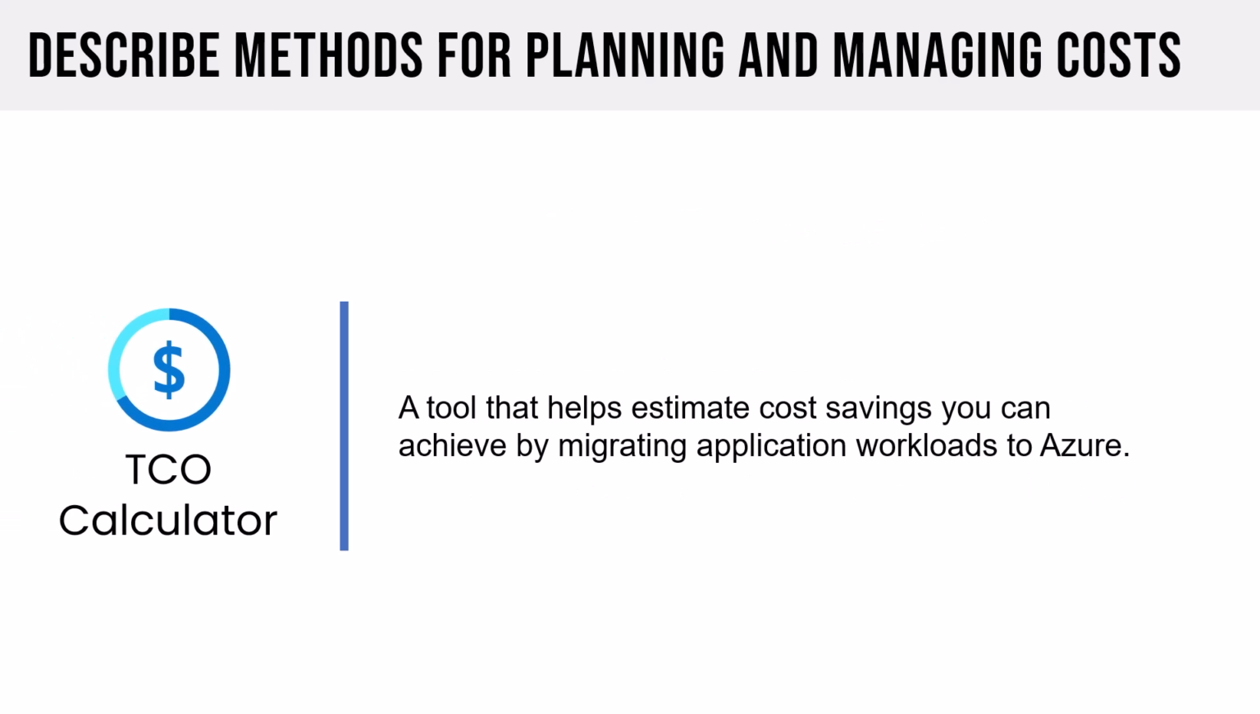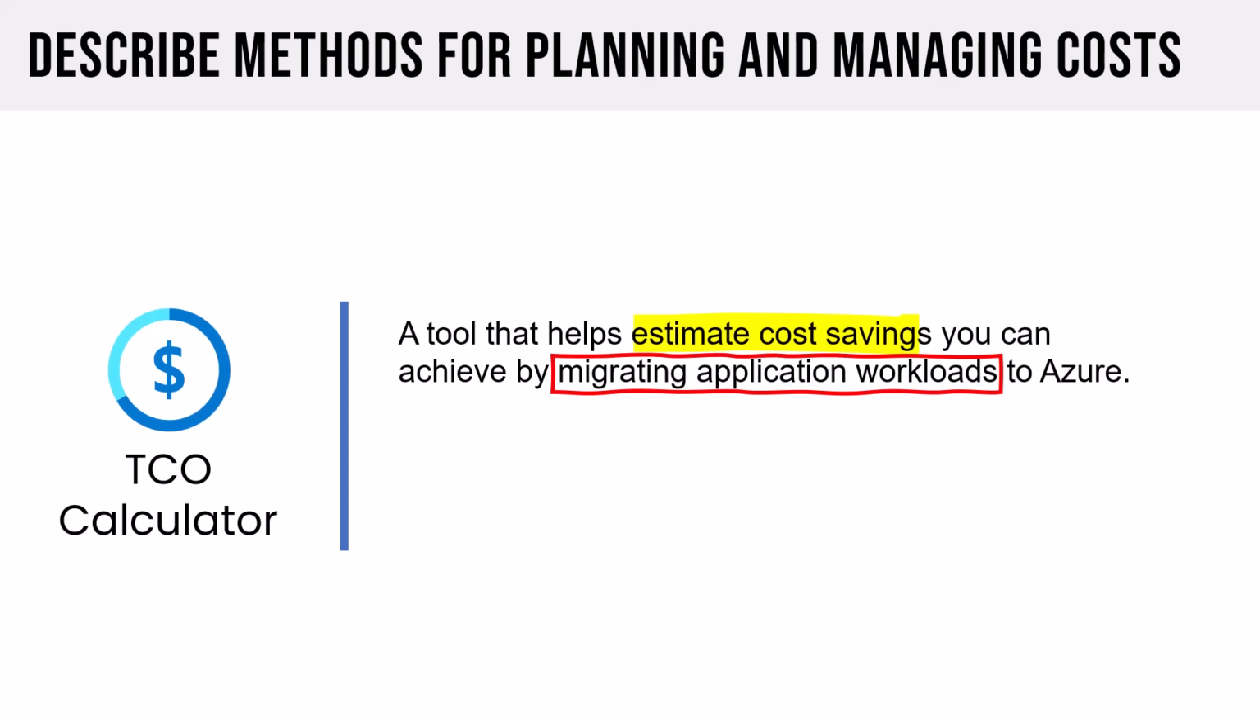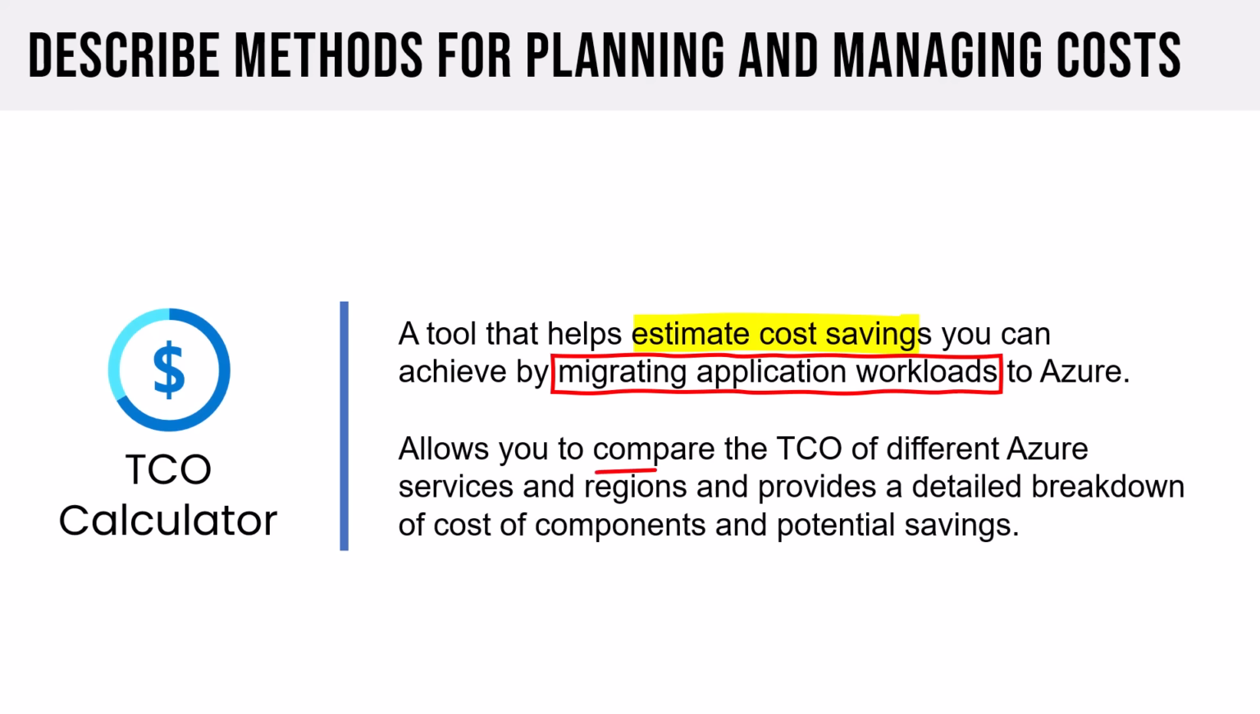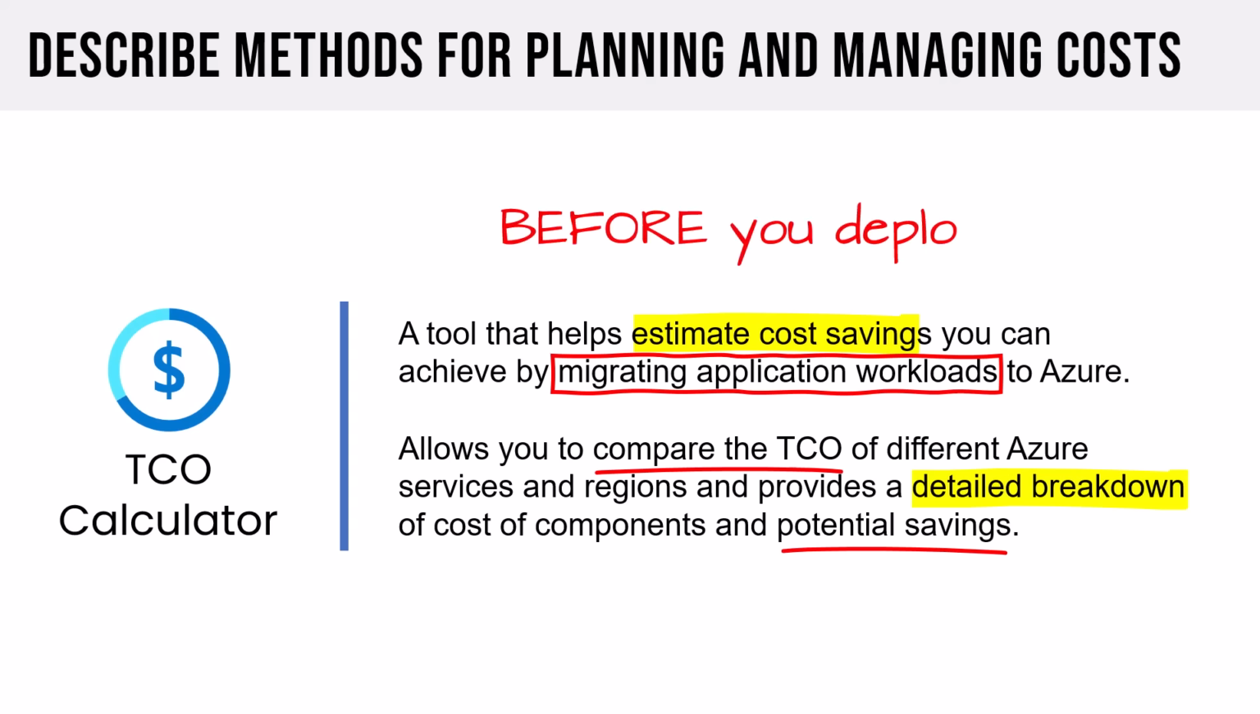And next we have the total cost of ownership calculator, which is a tool that helps estimate cost savings you can achieve by migrating application workloads to Azure. And that's the key differentiator. Saving costs by migrating our on-premises application workloads to Azure. And it allows you to compare the TCO of different Azure services and regions and provides a detailed breakdown of cost of components and potential savings. And it's the potential savings that tips you off that this is a tool you would use before deployment. So the pricing calculator and the TCO calculator really fall into the planning area.